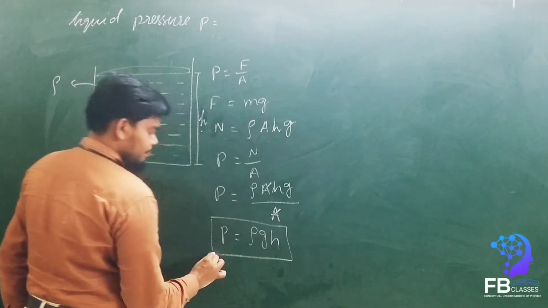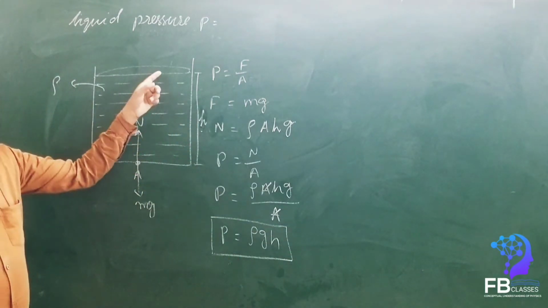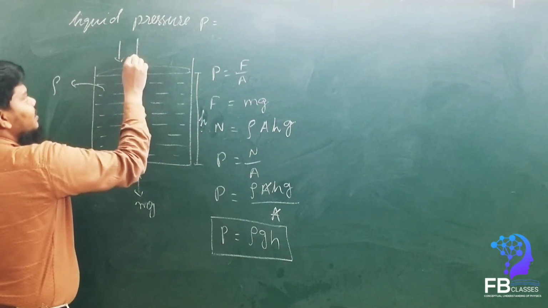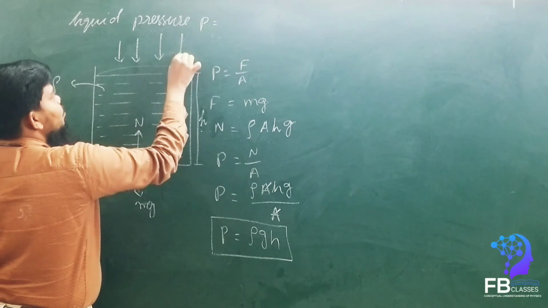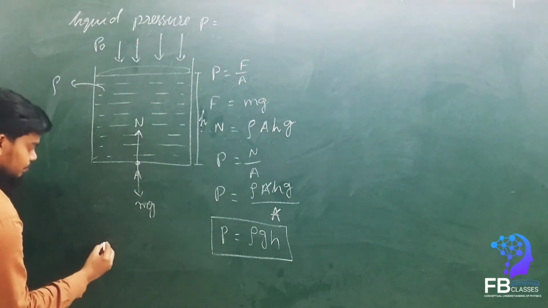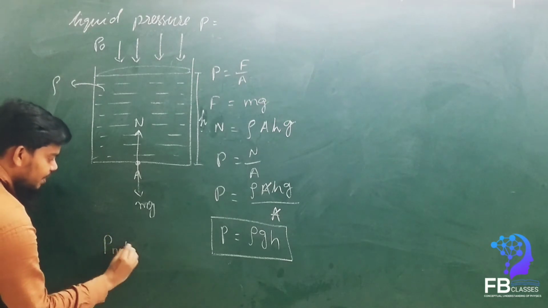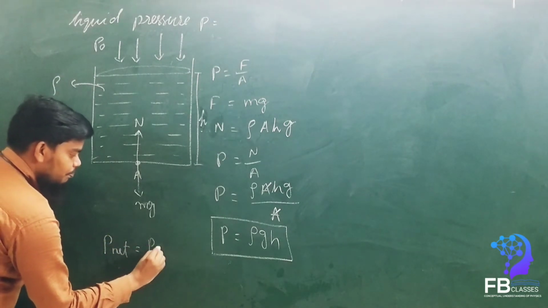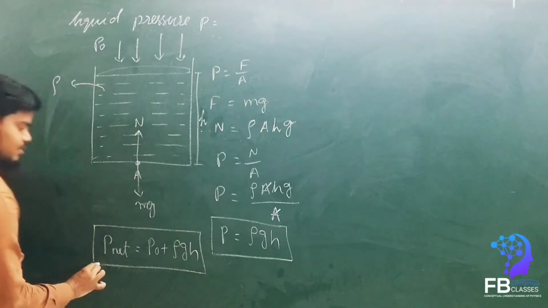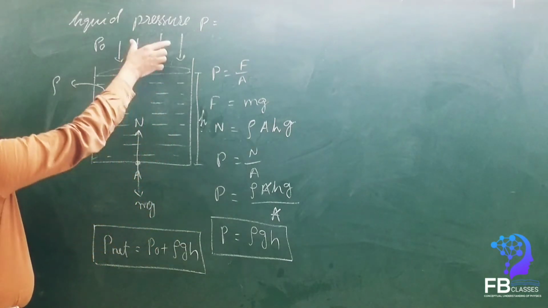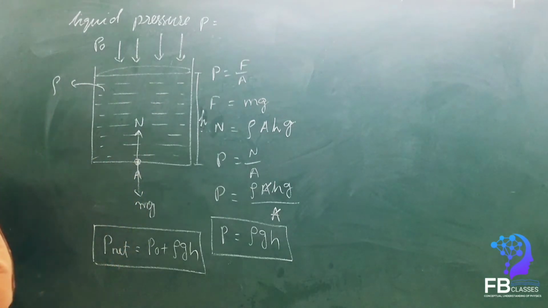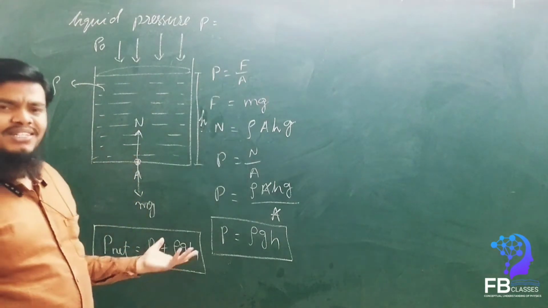This is the pressure exerted by the liquid. Here it is an open container. Already the atmospheric pressure will be there. So the atmospheric pressure we can consider as P naught. Then the net pressure, P net, the total pressure, is equal to P naught plus rho g h. This is the pressure exerted by the atmosphere and the liquid column on the bottom of the point A. Are you getting my point? It is very easy.